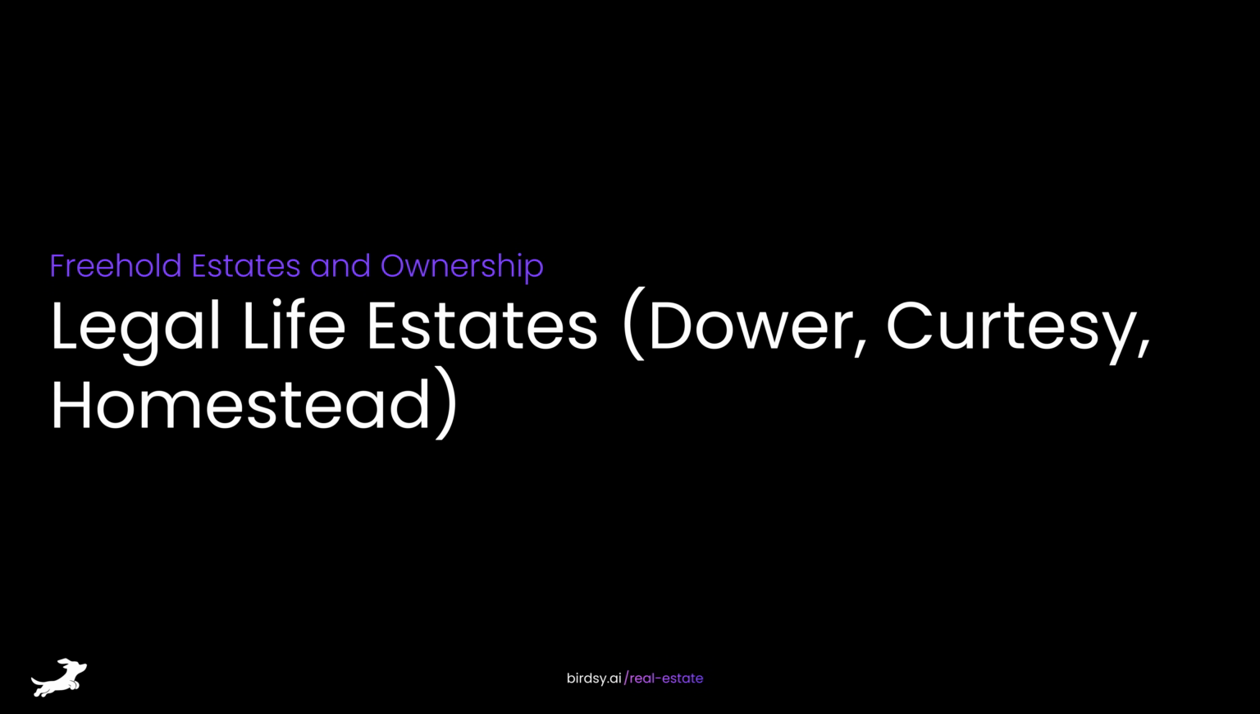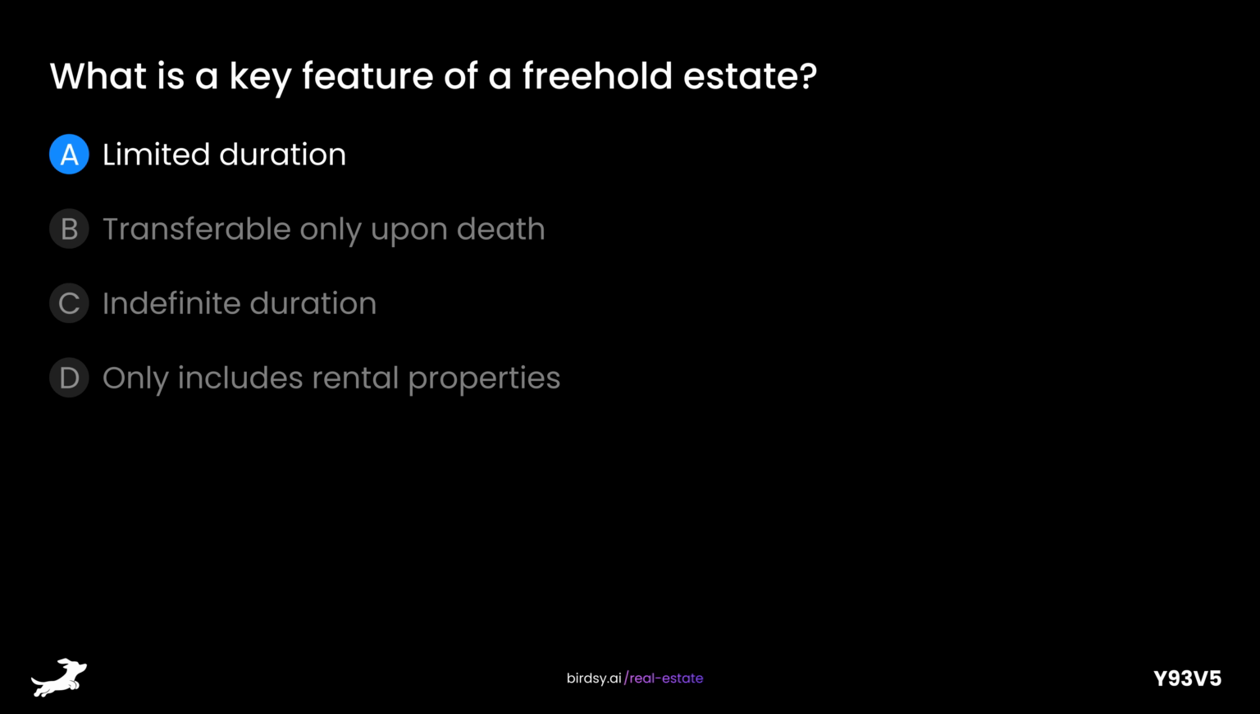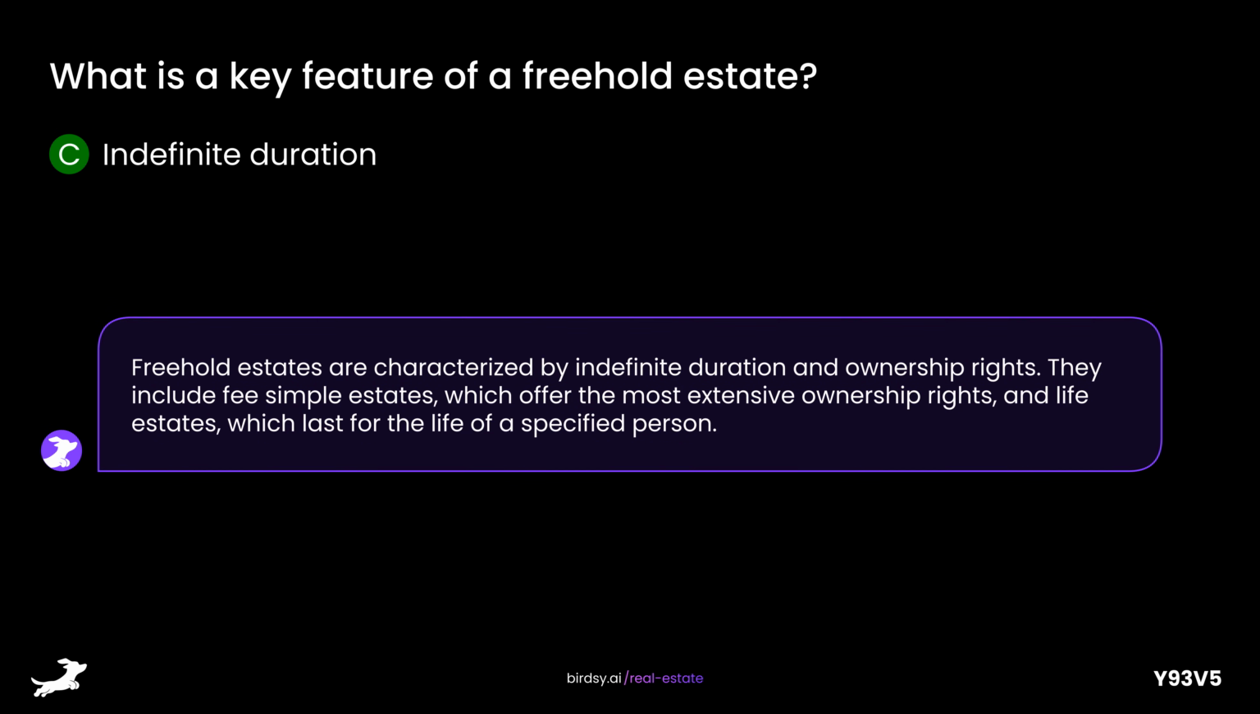Legal life estates: Dower, Curtesy, Homestead. What is a key feature of a freehold estate? Is it A, limited duration, B, transferable only upon death, C, indefinite duration, or D, only includes rental properties? The answer is C, indefinite duration. Freehold estates are characterized by indefinite duration and ownership rights. They include fee simple estates, which offer the most extensive ownership rights, and life estates, which last for the life of a specified person.